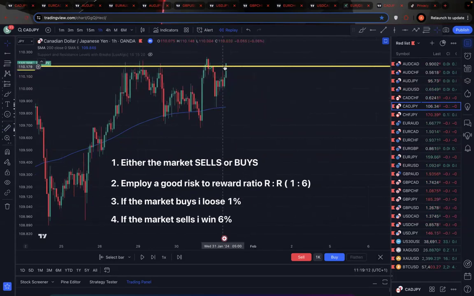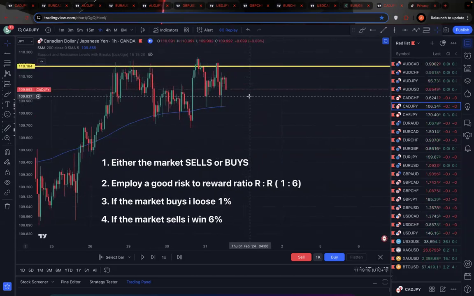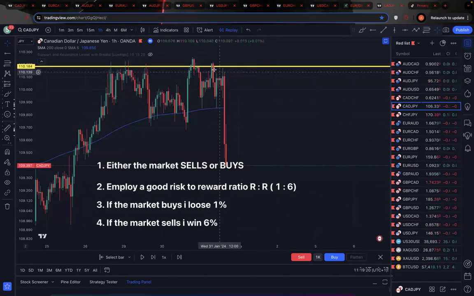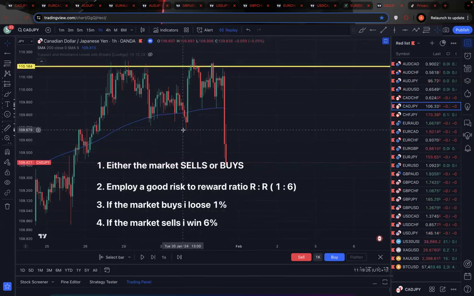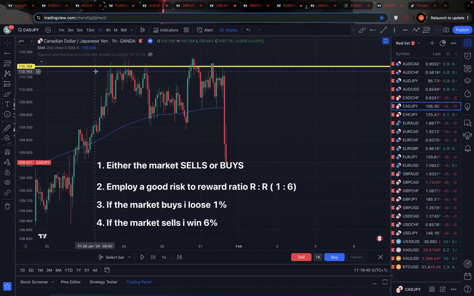And the market came here again. I took another one, and you see it fell down. So I cut another 6% again. So I won 6% here, I lost 1% here. 6 minus 1, 5%. And I won 6% again here. 6 minus 1, 5 plus 6, that is 11%. Just from trading resistance.